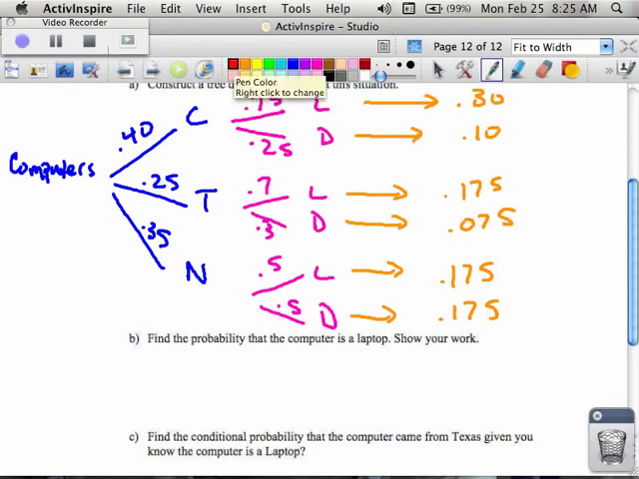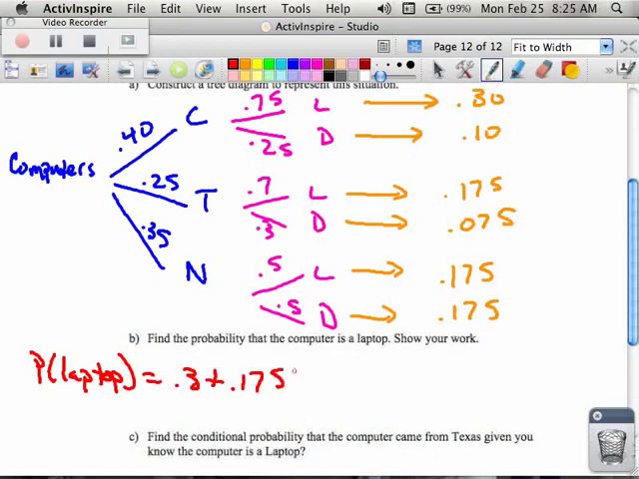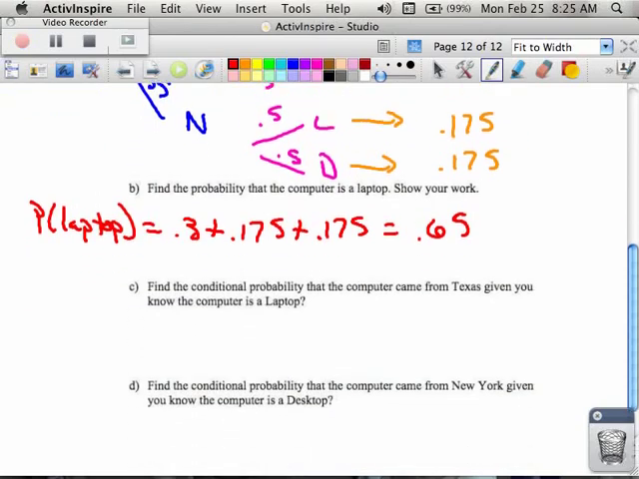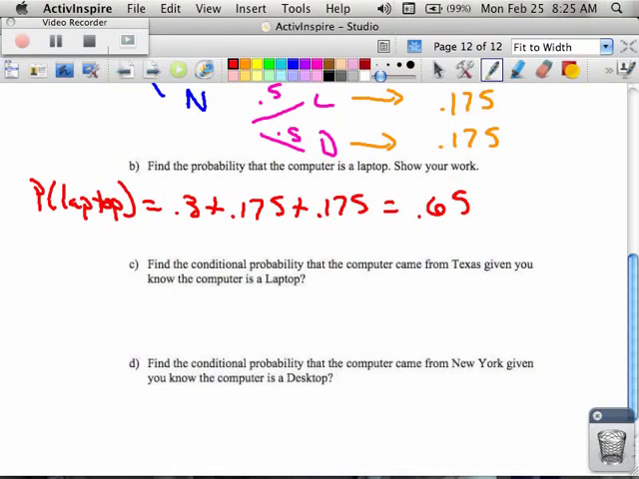So question B, what's the probability that we have a laptop? We just add up all the probabilities, so 0.3 plus 0.175 plus 0.175 for a grand total of 0.65. That's the probability, they didn't ask for a percentage.